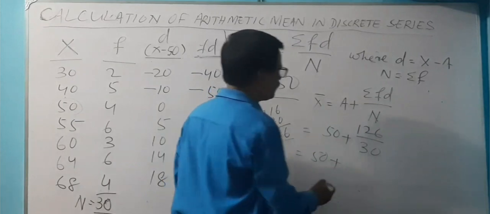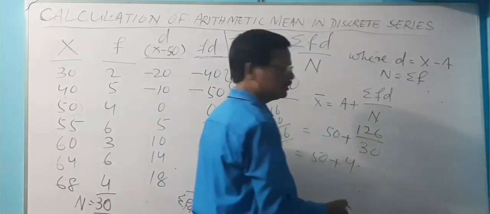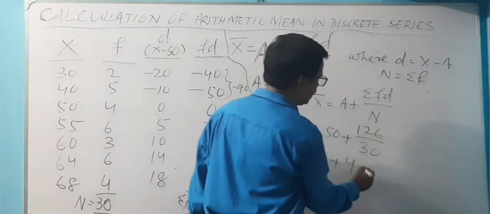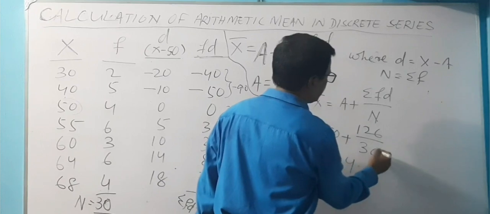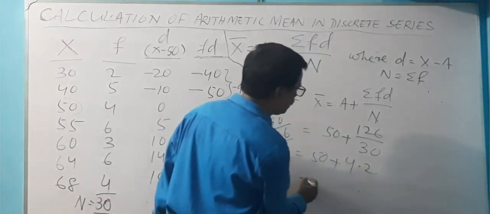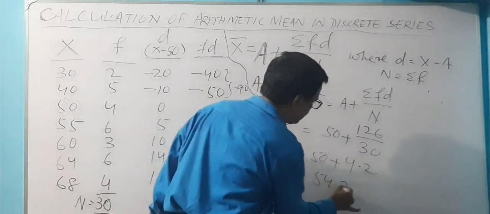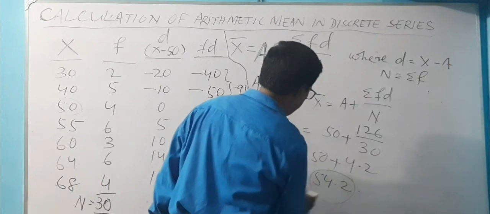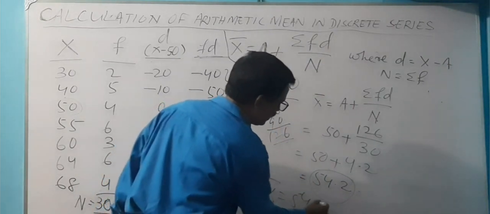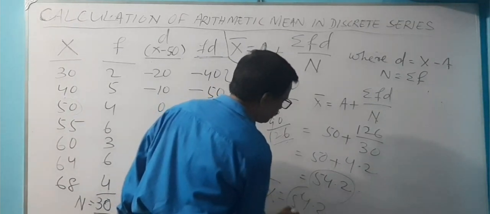How much? 34 ja, 120. Remained 6. Put a decimal. 60. So 60. It will be 32 ja. 4.2. That is equal to 50 plus 4.2. That is equal to 54.2. So this will be the answer. X bar is equal to 54.2. Okay. X bar is equal to 54.